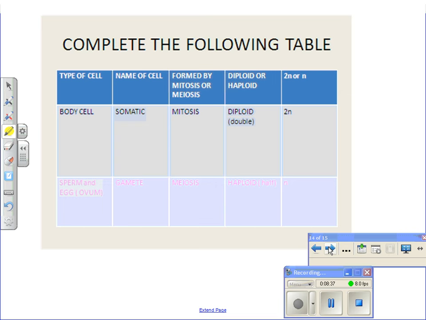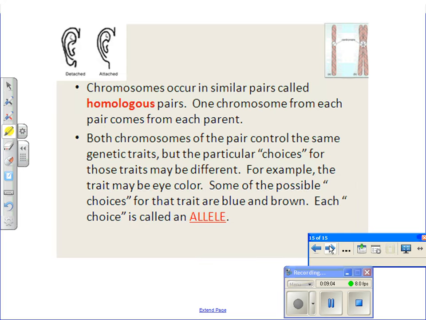So, diagramming out what we were talking about, the type of cell we have is the body cell. For mitosis, they're called somatic body cells. The process is that, and we have diploid, which is 2n. In meiosis, however, we have the sperm and the egg, different from our body cells, called gametes, formed by meiosis, and they are haploid, or half the number, when we finish.